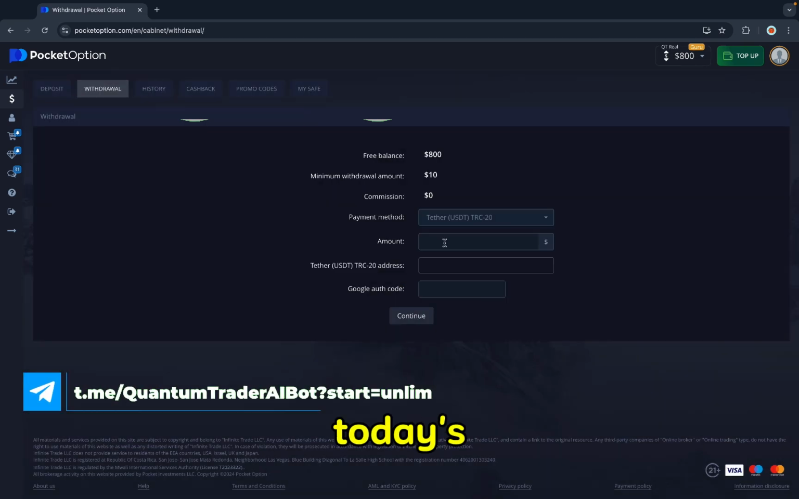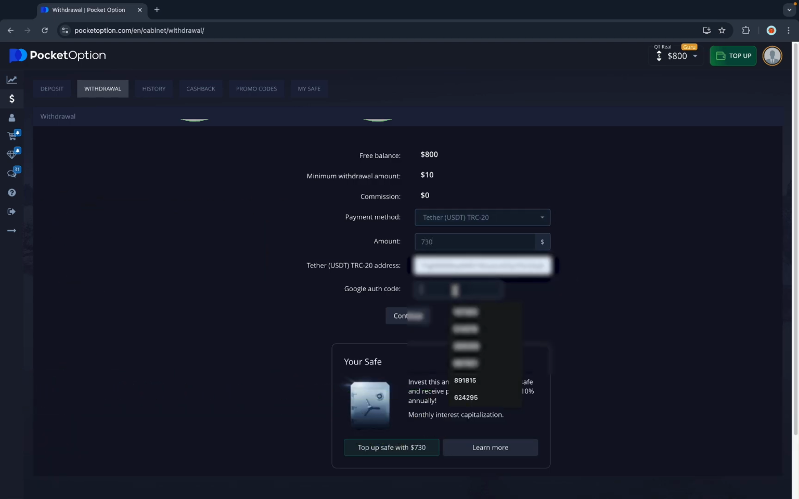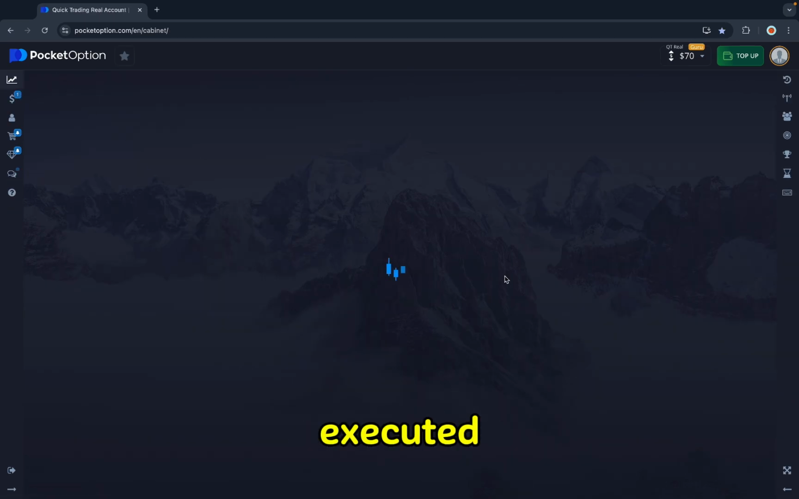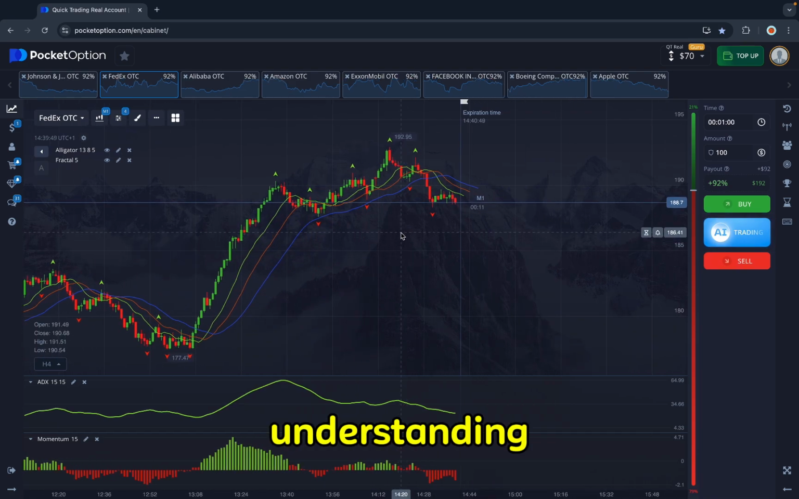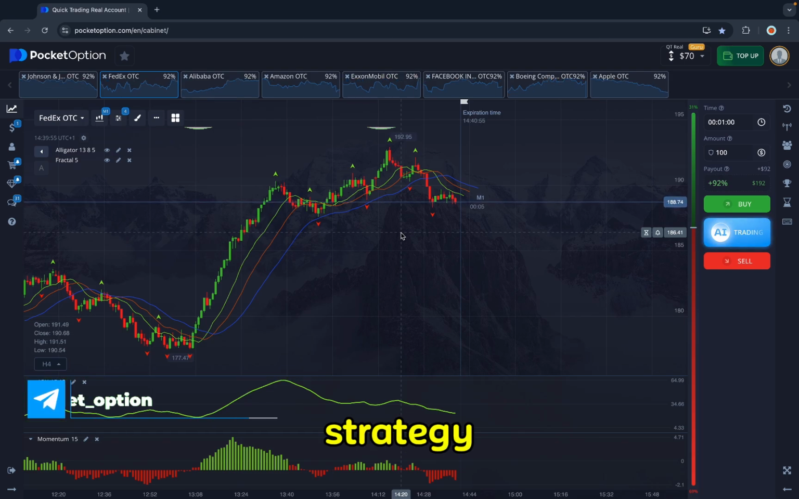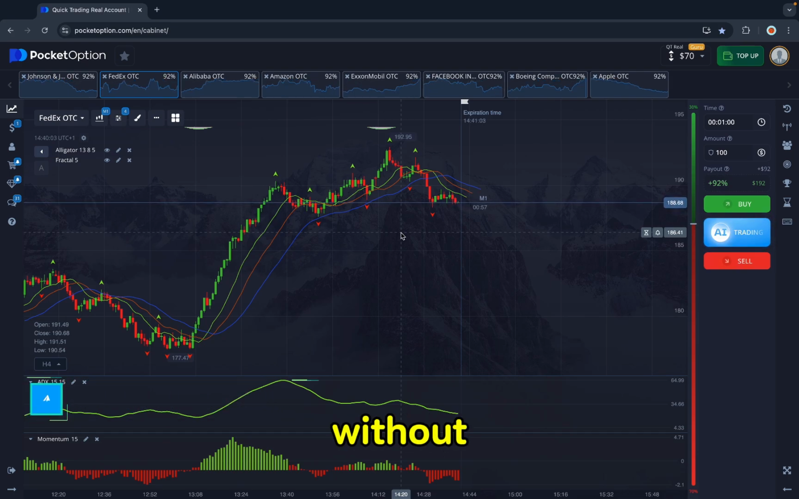The amount of today's profit will be $730. Withdrawal operation is successfully executed. This is how trading today turned out. And as you can see, with a proper understanding of the indicators and with the correct analysis of the market, this strategy shows quite good signals. And as you could notice today, several trades were opened on the same principle, and they worked out without any problems. A little practice and you will do well.